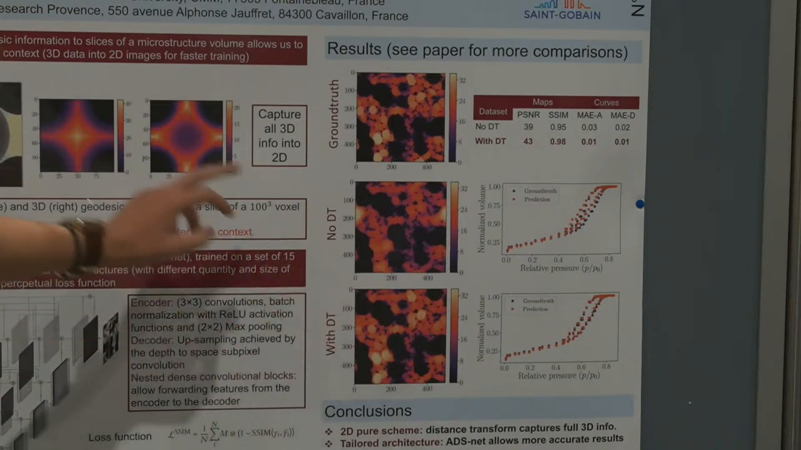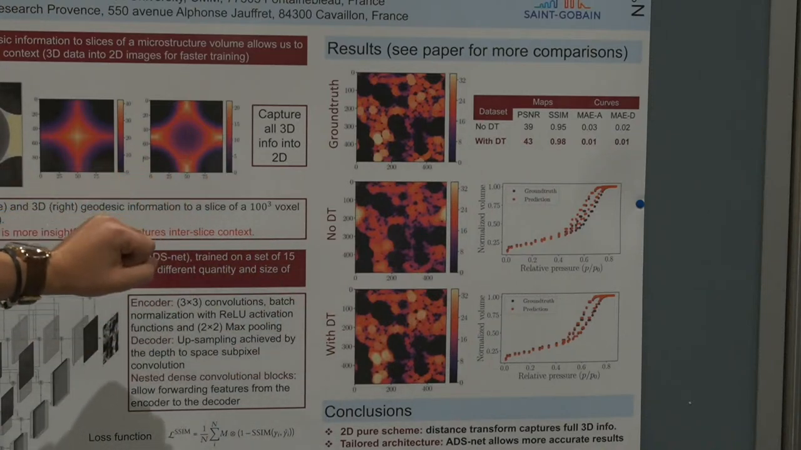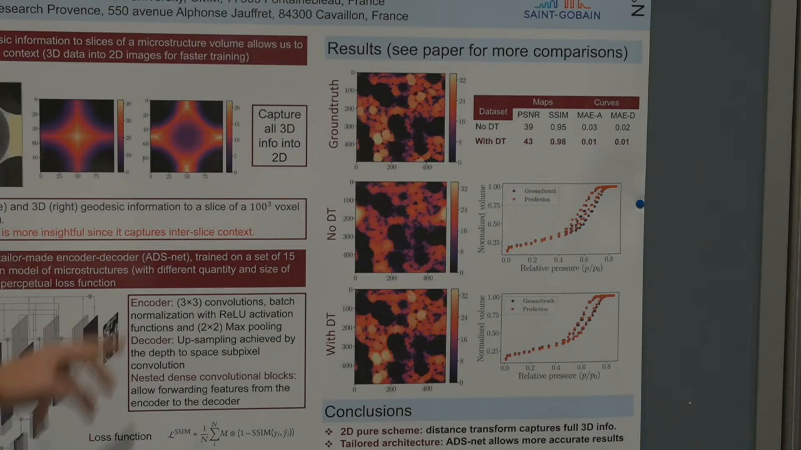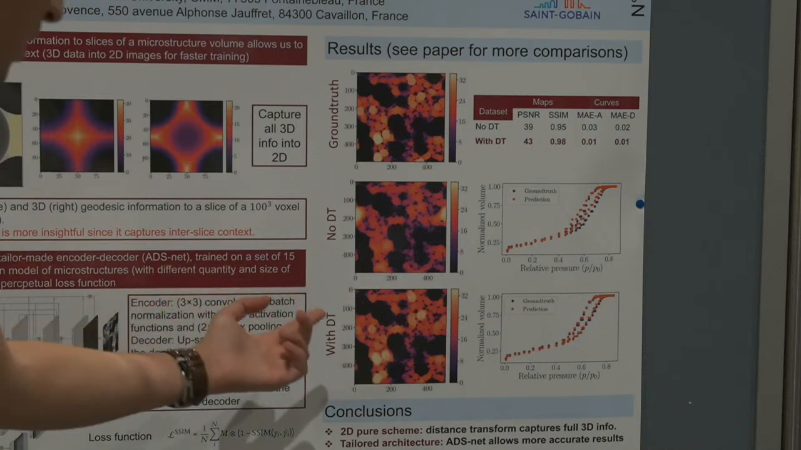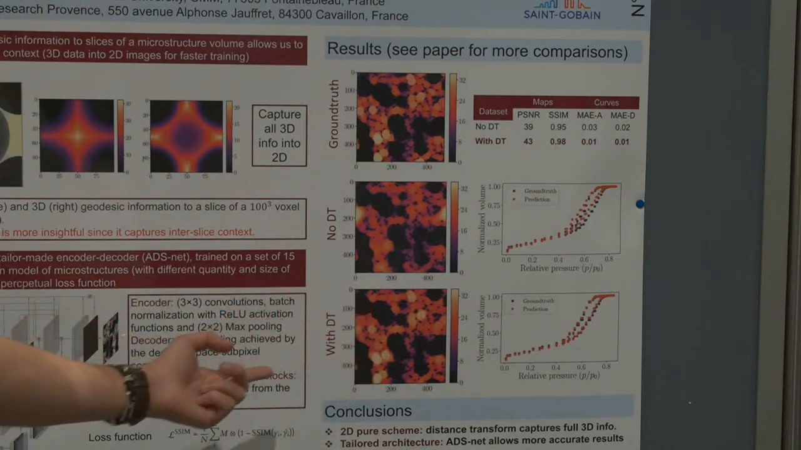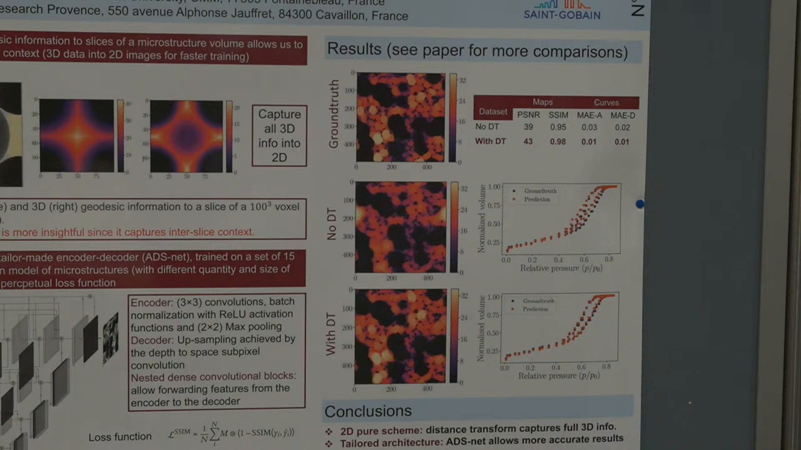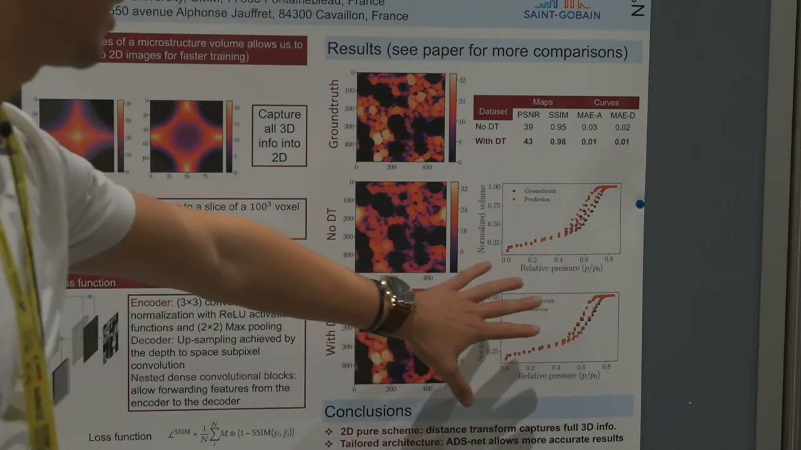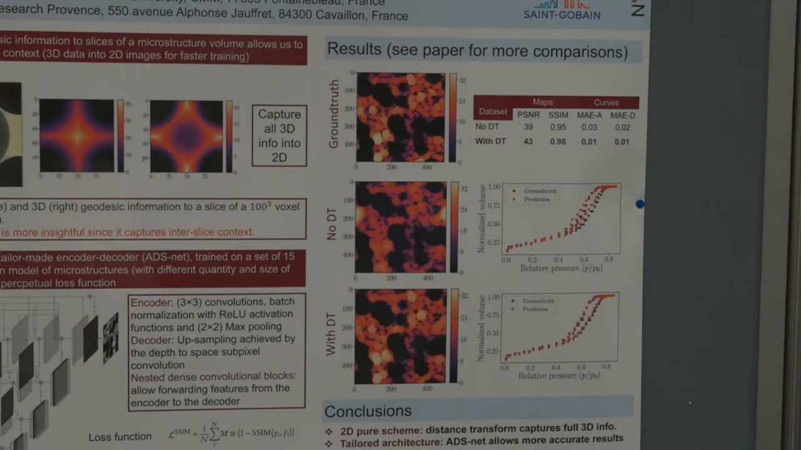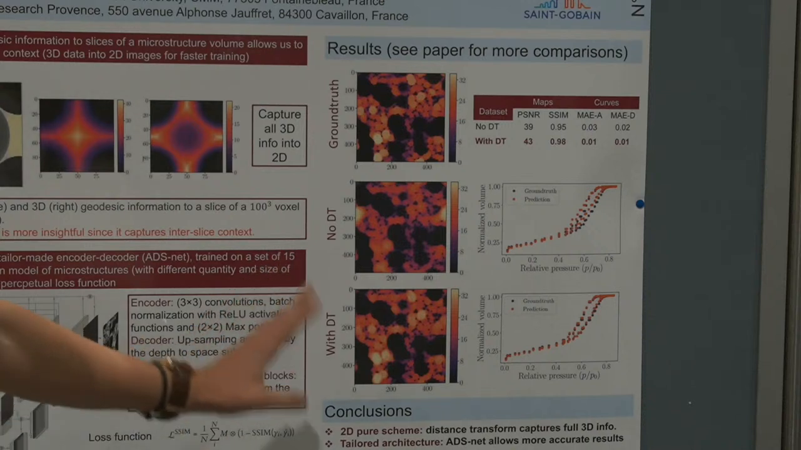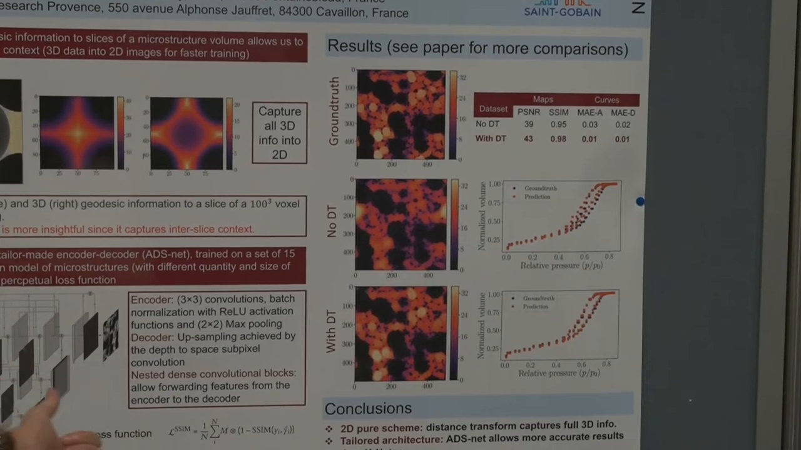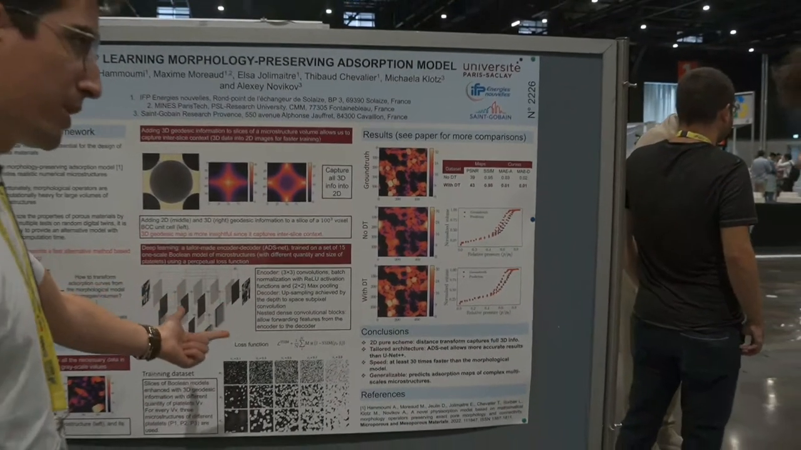And so this confirms that the 3D information is really transferred by using the 3D distance map into slices, and we have this result by using only a 2D CNN, and this is one of the most important results in this paper. So this is what interests us in the end, which is the adsorption curve, which is in very good fit with the ground truth. The conclusion is, first, we have a 2D pure scheme, but we capture 3D information.